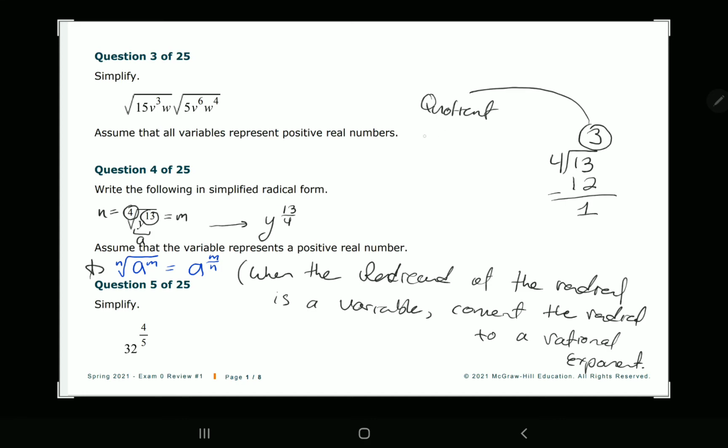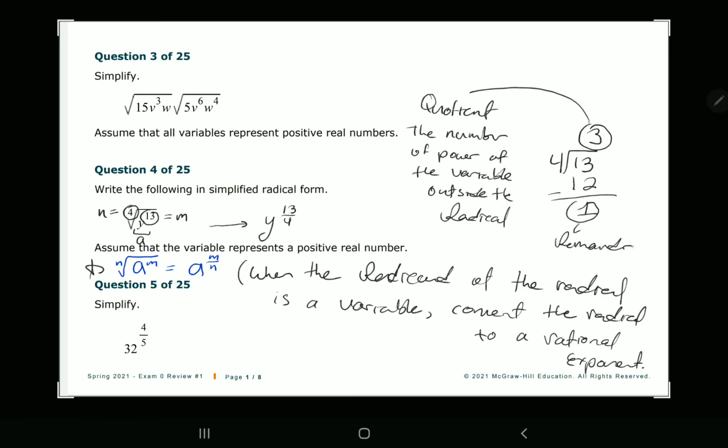And the quotient represents the number of powers of the variable that exits the radical. I'll write it down. Number of powers of the variable outside the radical. The number on the bottom, which is just 1, that is known as the remainder.